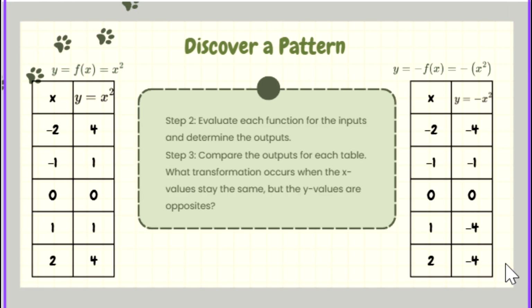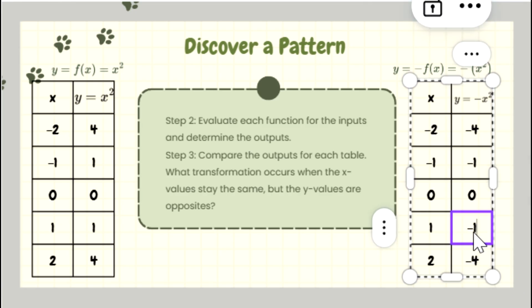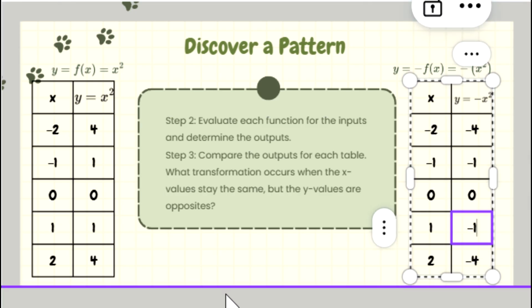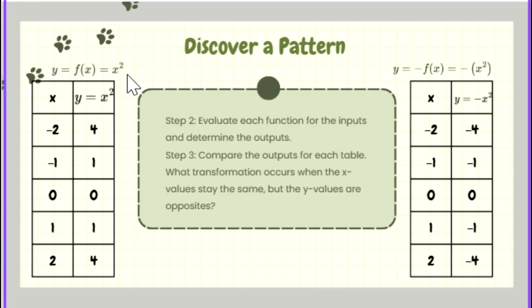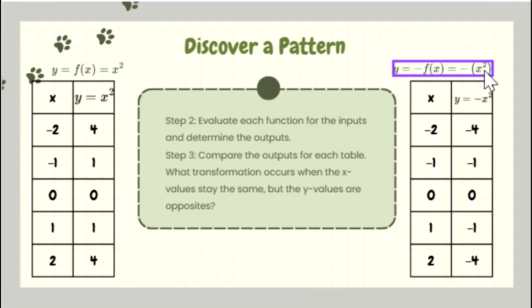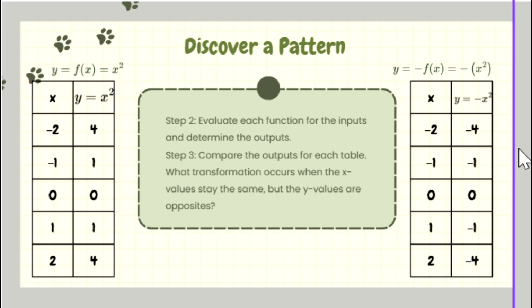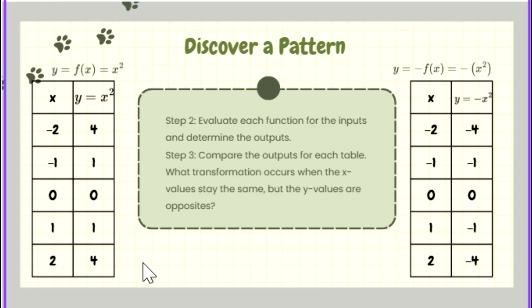So what you can see from these two tables is that when you change the function from positive x squared to negative x squared, all of these x values still stay the same, but the y values just become their opposite. Positive 4 becomes negative 4, positive 1 becomes negative 1, 0 isn't positive or negative, so it stays the same. Positive 1 becomes negative 1, positive 4 becomes negative 4.